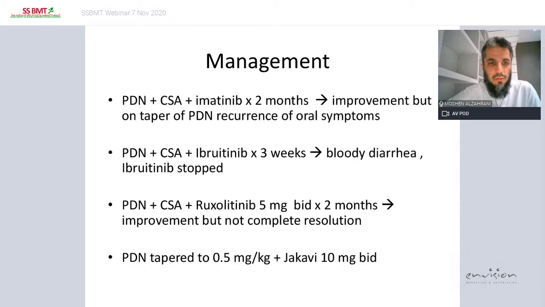and he has a significant improvement, but not complete resolution. He is able now to eat and drink without difficulties. We started tapering prednisone, 0.5 milligram per kg now, and we increased the Jakafi to 10 milligram BID.